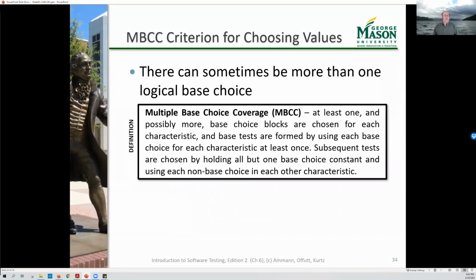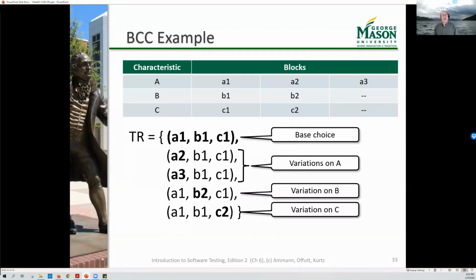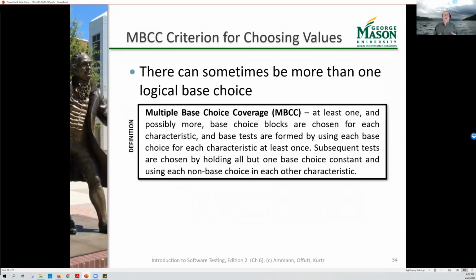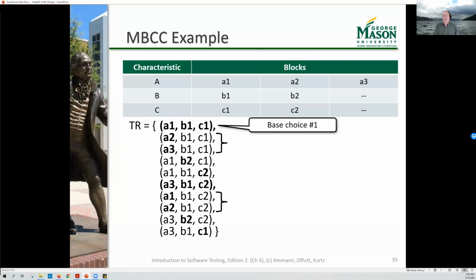I might do this especially if I felt like, okay, I built myself a base choice test set, but I'd like to have more tests. One way to get more tests is to do multiple base choice coverage, and this is exactly what it sounds like. I'm going to pick 2 or more things as my base tests, and then I'm going to vary things in exactly the same way all over again. And I do have an example for that.